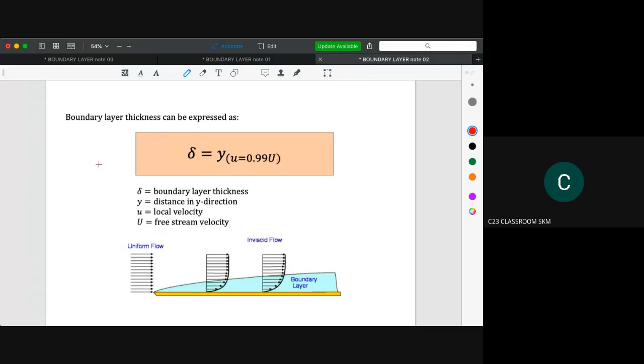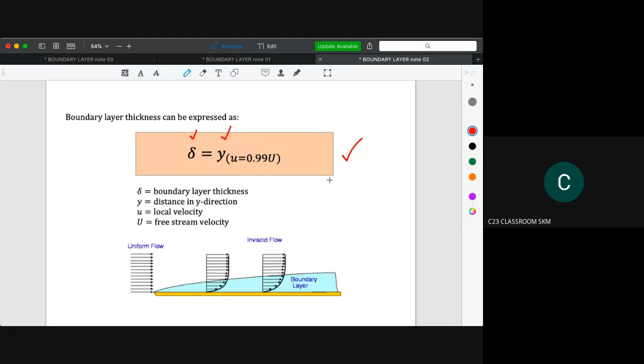Okay, so this is the mathematical equation for boundary layer thickness. You need to remember this. Because this equation is very simple, it means that the delta here is the distance on the y-axis from u equals 0 to u equals 99% of capital U.